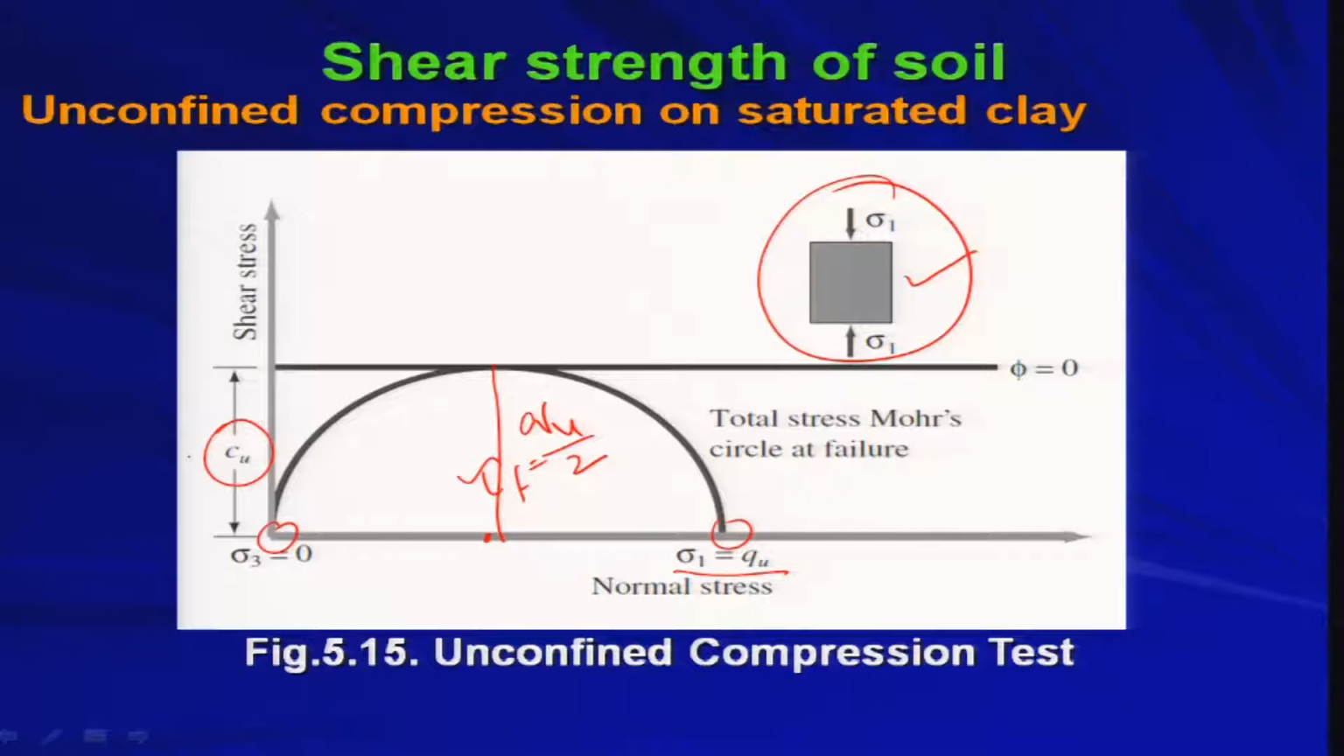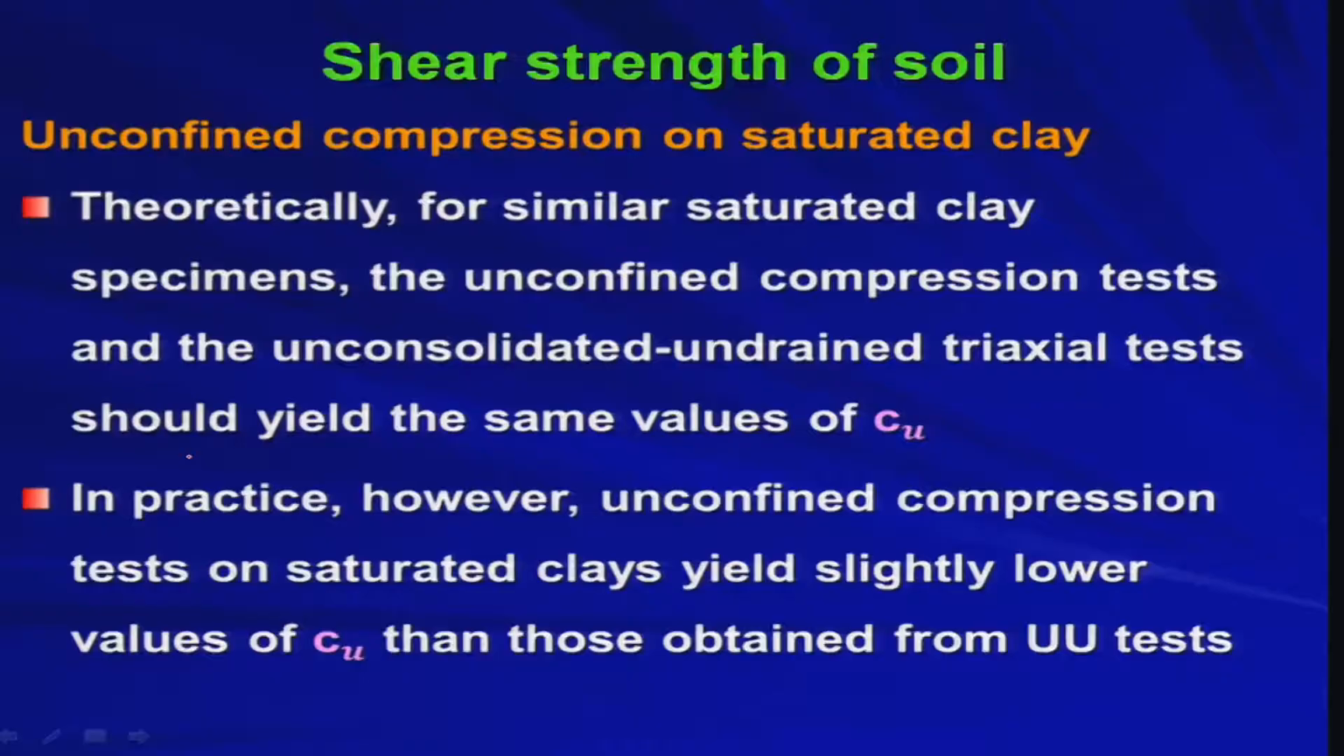So, the failure envelope will be horizontal and parallel to the normal stress axis, therefore all the times you will be getting the cohesion. So, in case of clayey soil, you will be getting this kind of behavior from the unconfined compression test setup, okay. Theoretically, for similar saturated clay specimens, the unconfined compression test and the unconsolidated undrained triaxial test should yield the same values of Cu.